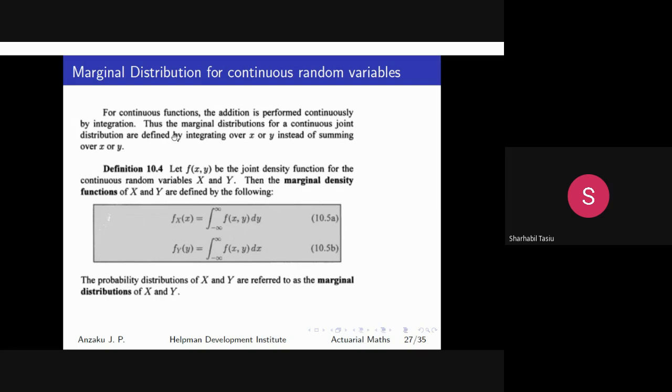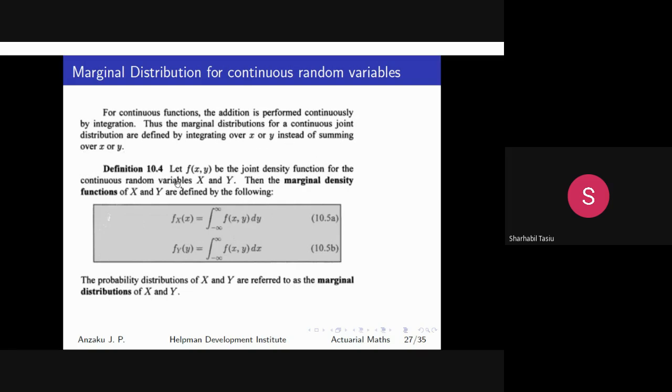Now for continuous functions, the addition is performed continuously by integration, while for the discrete case, we perform it by summation. Thus, the marginal distributions for a continuous joint distribution are defined by integrating over x or y instead of summing over x or y as in the discrete case.